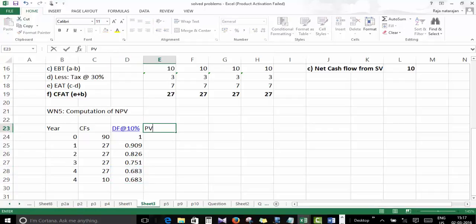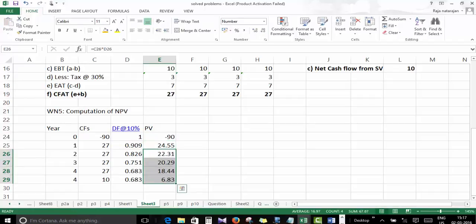Then we can find the present value. So the present value is here. This 90, let's please capture it with a negative sign because it's a cash outflow. So 90 into 1 is a cash outflow of 90, and in other cases they're all positive cash flows. Inflows 24.55, and it goes.